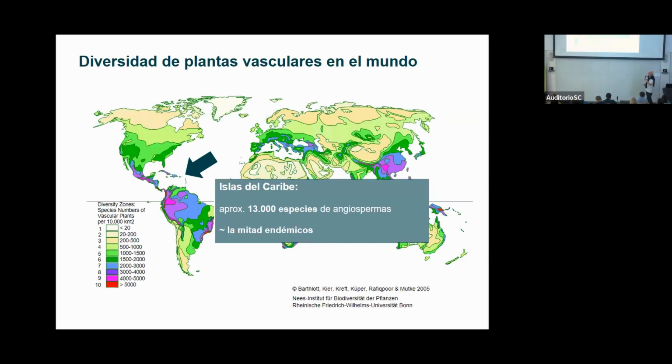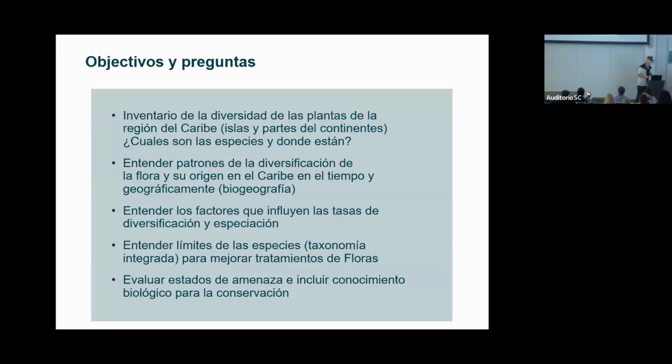So as we all know, the Caribbean is one of the global biodiversity hotspots, and there are about 13,000 species of angiosperms, about half of them endemic in the region. If you talk about Cuba, depending on the group, it may be even more. This is a very interesting pattern, and maybe we can consider this region as a lab of evolutionary biology.